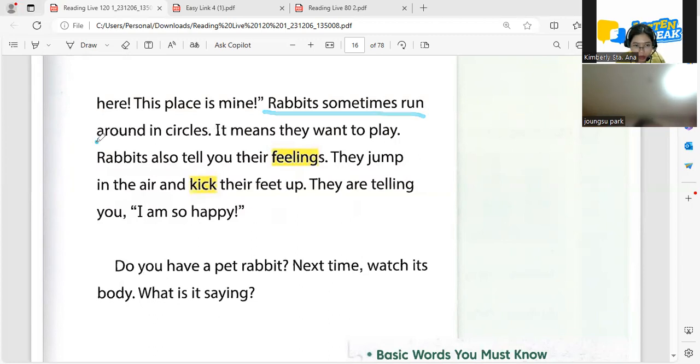Rabbits. Rabbits sometimes run about in circles. Very good. What does it mean?